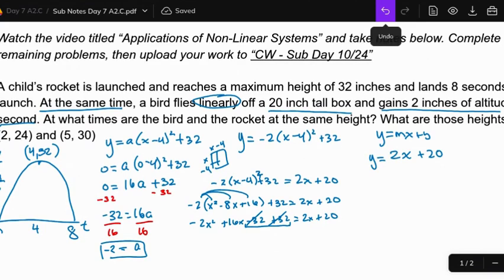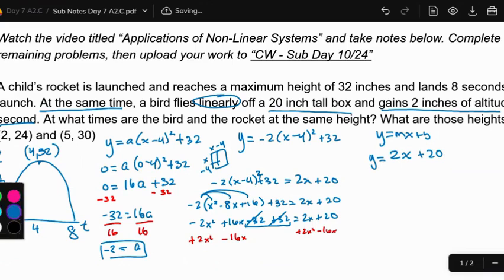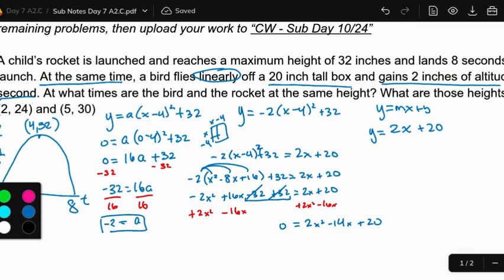You don't have to move it to this side, but I like to keep my x squared positive. So I'm going to add 2x squared and subtract 16x to get a 0 on the left, with 2x squared minus 14x plus 20 on the right. And before I do box diamond, I'm actually going to simplify both sides by 2 and get 0 is equal to x squared minus 7x plus 10.